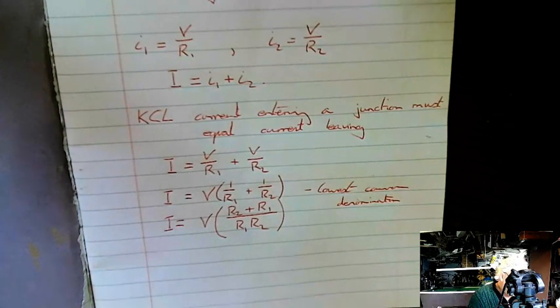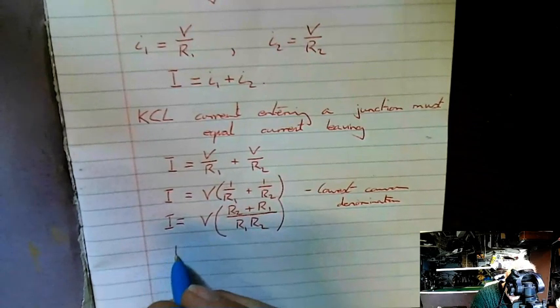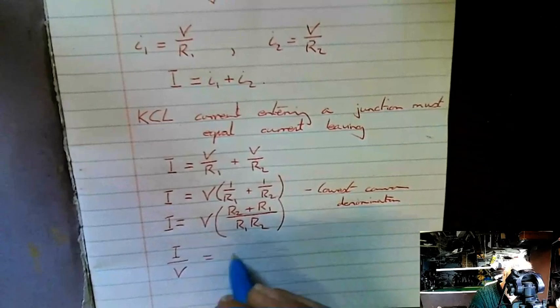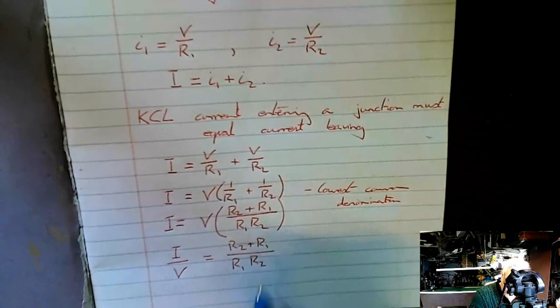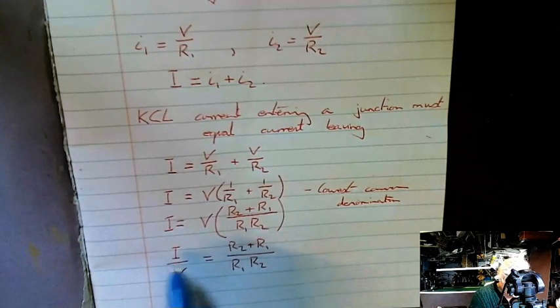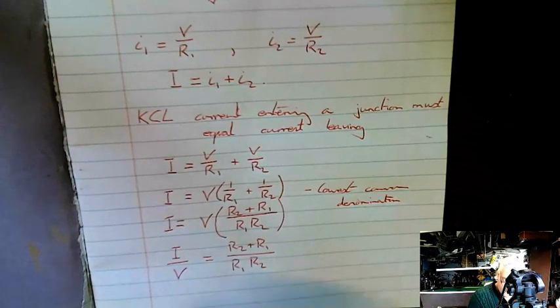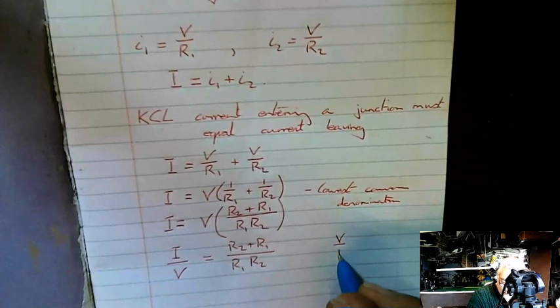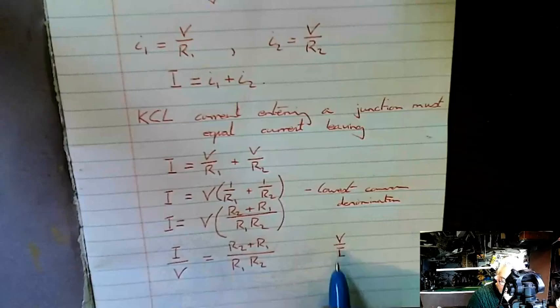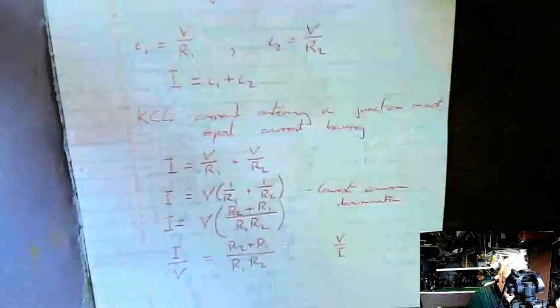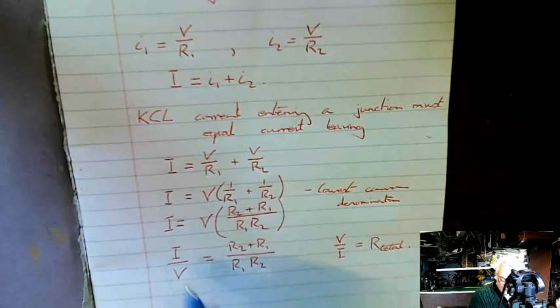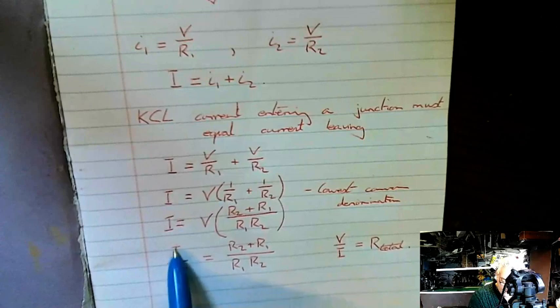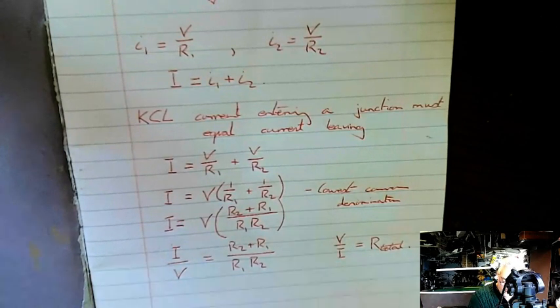Now if we rearrange that, we can take the V across here and we end up with I upon V is equal to R2 plus R1, all upon R1 R2. But I upon V isn't very useful. It would be more useful if it were V upon I, because V upon I would simply be the total resistance of the circuit, which is what we want. We want R total, the combined resistance of that circuit. So to achieve that, all I've got to do is turn that upside down. It's the easiest way. And if I turn that upside down, I also have to turn this one upside down.